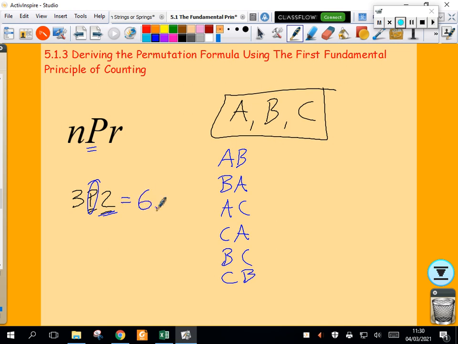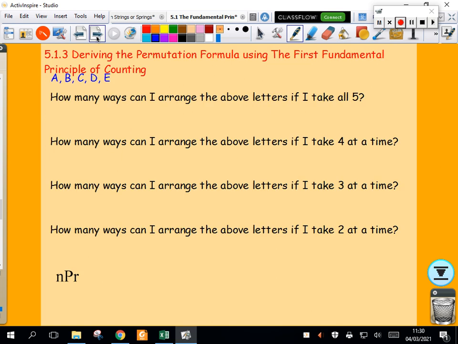So what we're going to do is develop a formula so I don't have to write lists, because it's fine to write a list of 6, but what about when we get a bit bigger than that? Note there is a button on your calculator for permutations. On my calculator it's the shift function of the multiplication key. So if I type in 3 permute 2 and hit equals, it tells me 6. Okay. So we're going to derive a formula for this, and we're going to look at a series of examples. So, deriving the permutation formula using the first fundamental principle of counting.